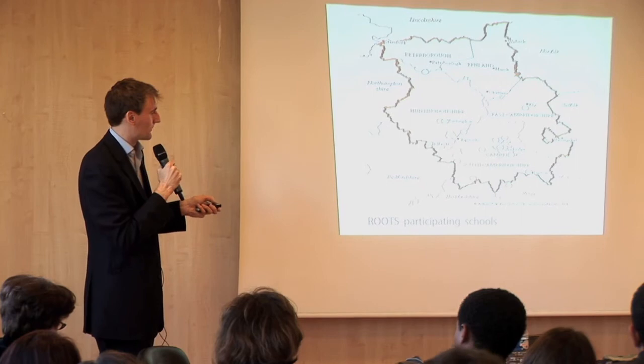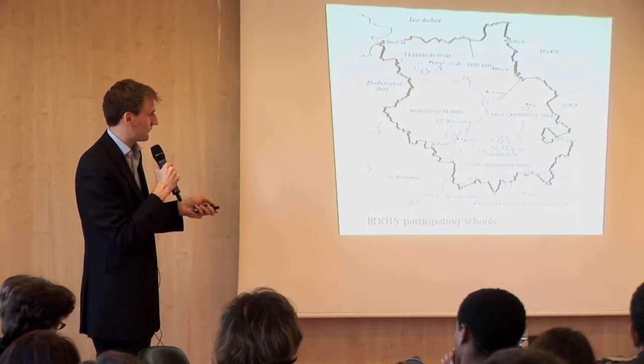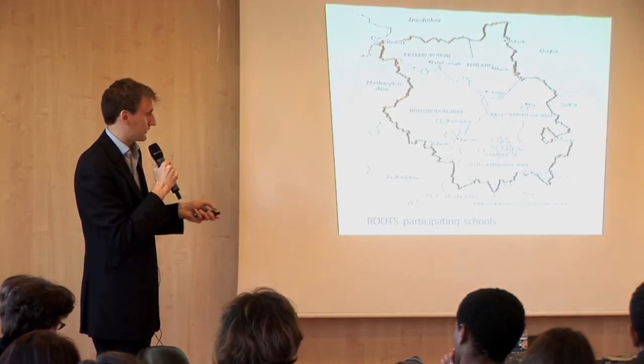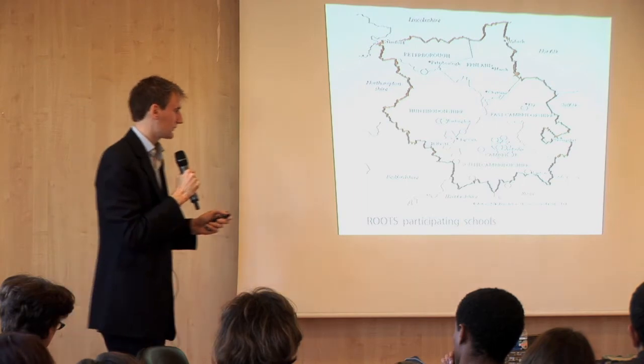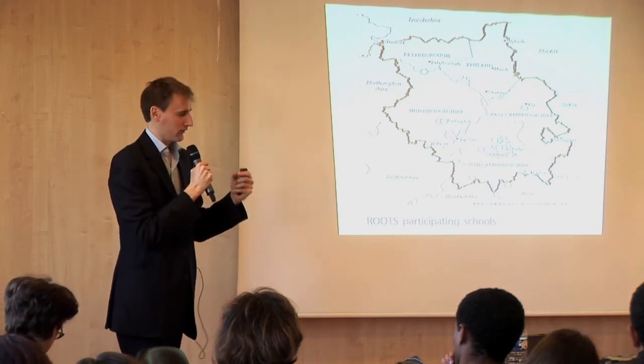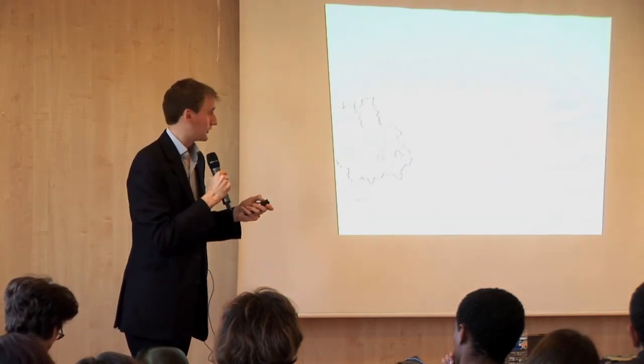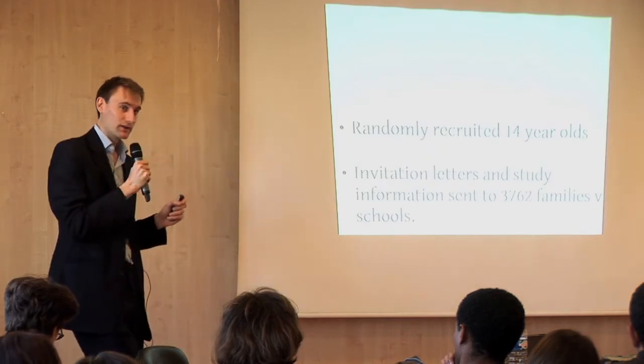And participants for this cohort were recruited via schools in Cambridgeshire. There was 18 schools in total. So this is Cambridge here, and there was different schools to the north, south, east and west of Cambridge. And I'll just give an overview of the recruitment process. So we randomly recruited 14-year-olds to this cohort.